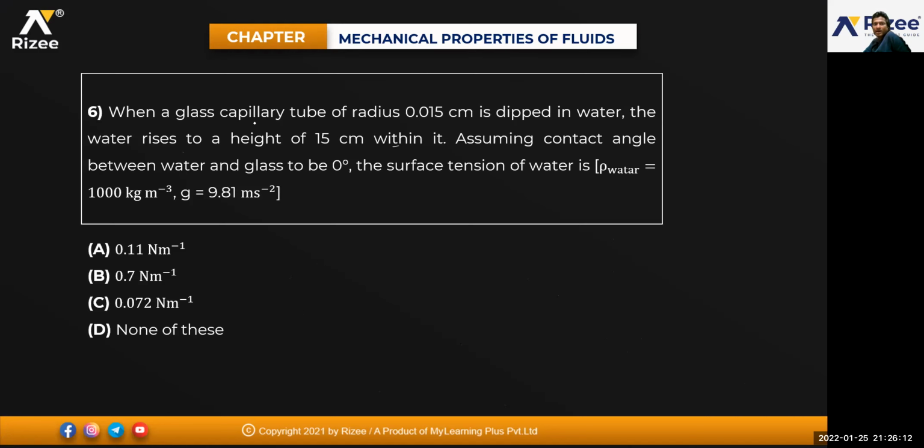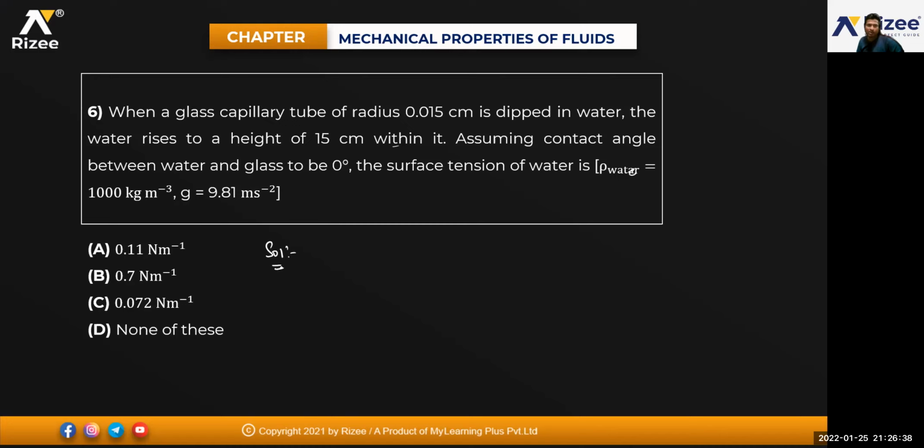Next one. When a glass capillary tube of radius 0.015 centimeter is dipped in water, the water rises to a height of 15 centimeter within it, assuming the contact angle between water and glass tube is 0 degree. The surface tension of the water is how much? Density of water is 1000 kg per meter cube and g value is 9.8. Come on, do it better.